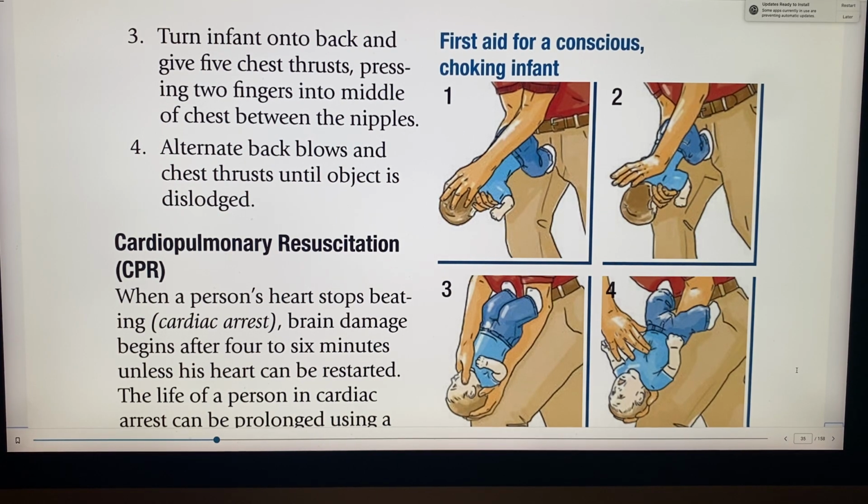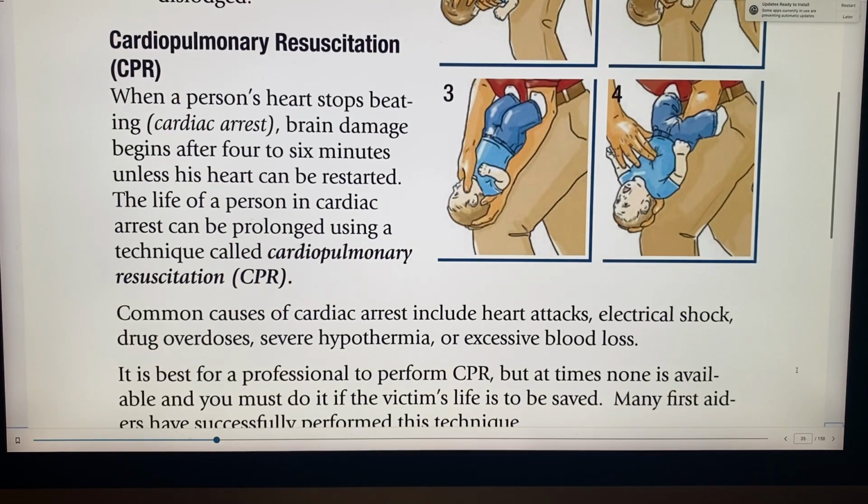So let's go on to cardiopulmonary resuscitation, CPR. CPR is when the heart stops. It happens more often with an adult, although some children's hearts do go into cardiac arrest. When the heart stops, you call it cardiac arrest. If you don't restart the heart, brain damage can happen in 4 to 6 minutes, so it's so important that you resuscitate the heart. CPR keeps the heart going artificially until someone arrives who can actually try to start it.